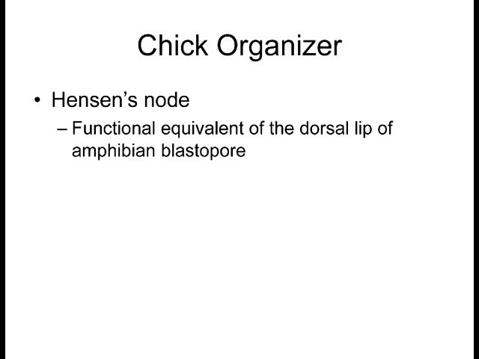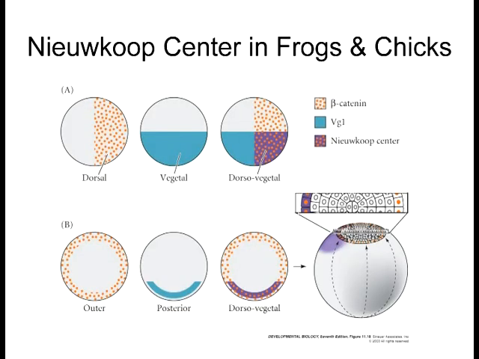So when does Henson's node form? Well, let's look at the chicken embryo. Here is the comparison between the frog, which we just went over, and the chicken. In the orange dots is beta-catenin. So we know how cortical rotation causes the embryo to shift, and then you get beta-catenin in one half of the frog embryo and no beta-catenin on the other. Here's the vegetal pole of the frog embryo, where you get veg-T and veg-1, and then when you get the crossover, that's where you get the nucleus center.